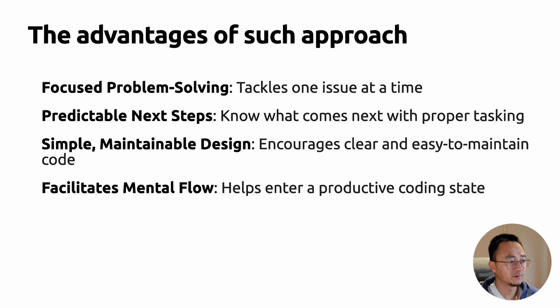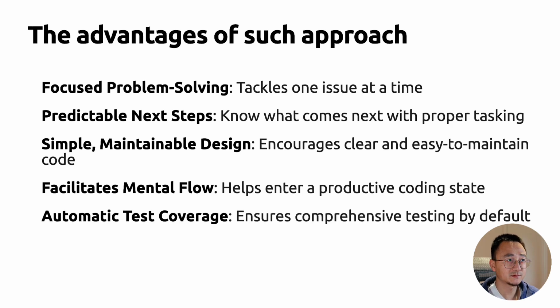So this approach helps us enter a productive coding state. You don't get distracted because you have a clear list of things that need to be done, and each one has a very clear definition of done. That is critical. And because you always write the test before you write the production code, you always have the best coverage. So yeah, if you want to give it a try, I have a GitHub repo here.